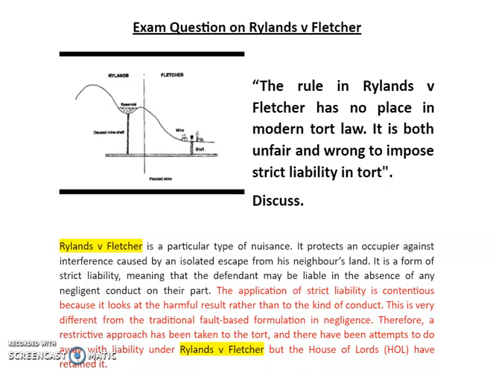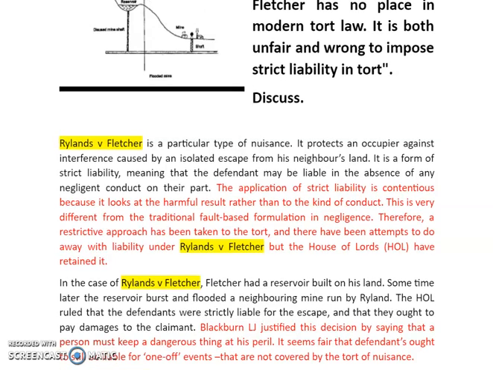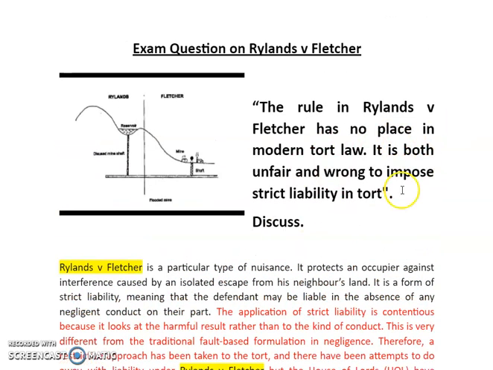So I've got a suggested answer here for you, and as usual, I've colour-coded it. So any rules and principles from the rule in Rylands and Fletcher are in black font, and any evaluation which is answering this analysis question is in red font. And I've also highlighted the cases in yellow to make them stand out a little bit better for you.